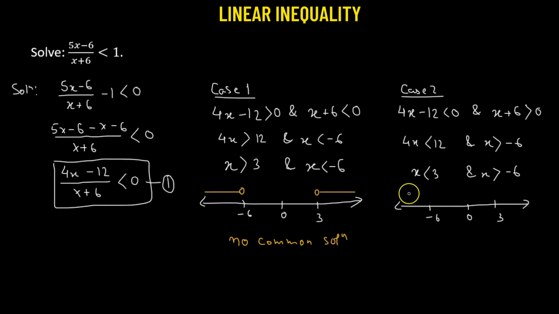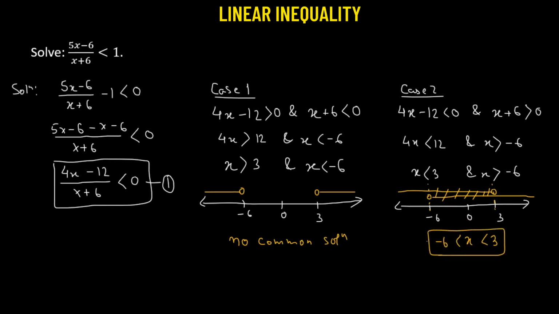The first one tells us that x is less than 3. That means we have to consider all the values of x which are lying to the left of x equals 3, that means less than 3. And x greater than negative 6 tells us we have to consider all the values of x which are greater than x equals negative 6, that means lying to the right of x equals negative 6 and extending up to positive infinity. Now the common solution between them is this particular region, which is simply x lying between negative 6 and positive 3. So this is the only solution that is possible.